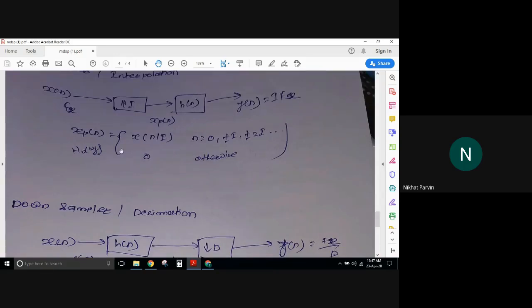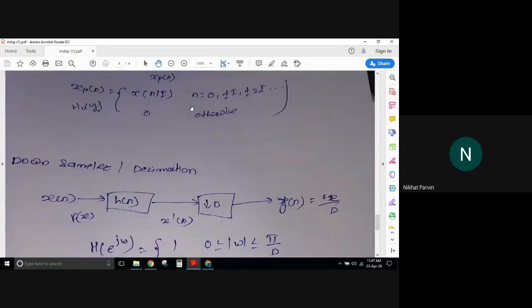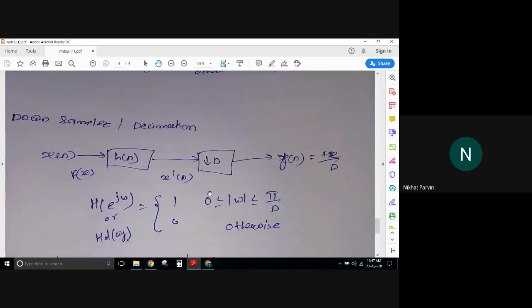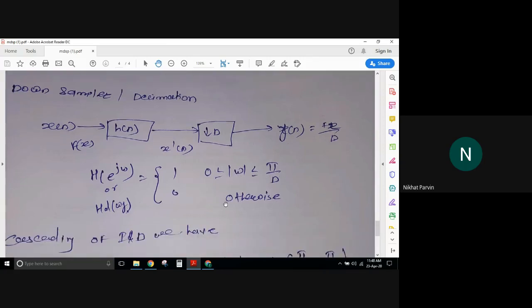So the difference between interpolation and decimation is that in interpolation you increase the sampling factor and then pass to the low pass filter. In case of downsampling, in case of decimation, you first filter out the frequency components and then downsample. So for downsampling here, the magnitude of your pass band is 1 for omega s from 0 to pi by d. Otherwise, it is 0.